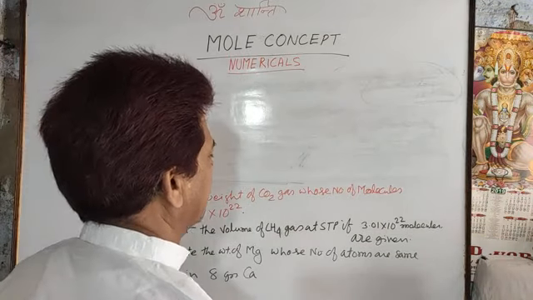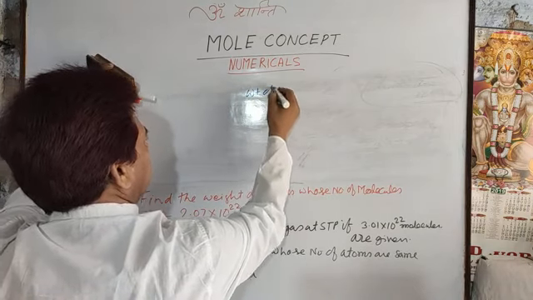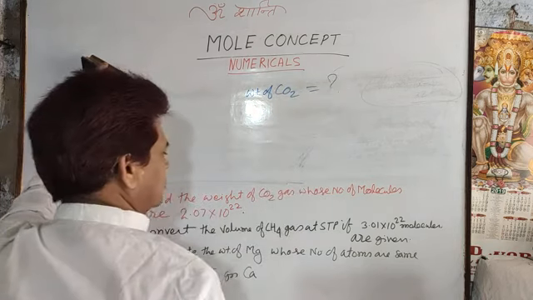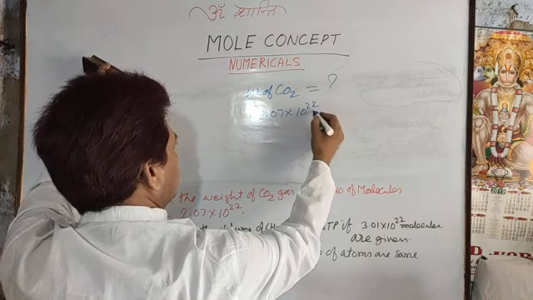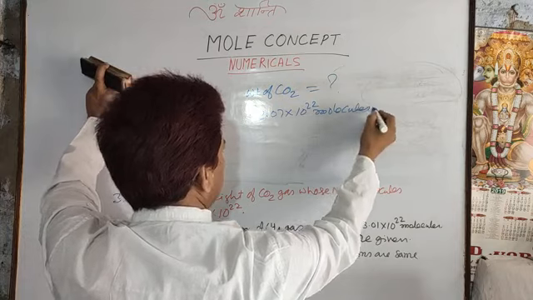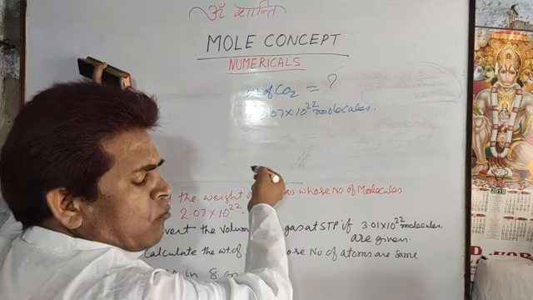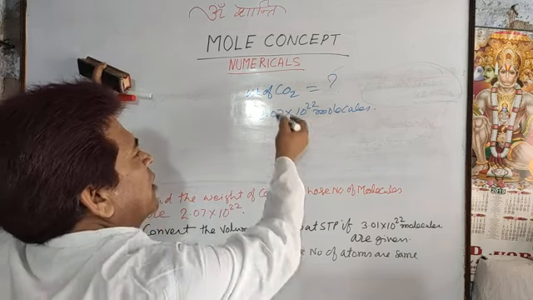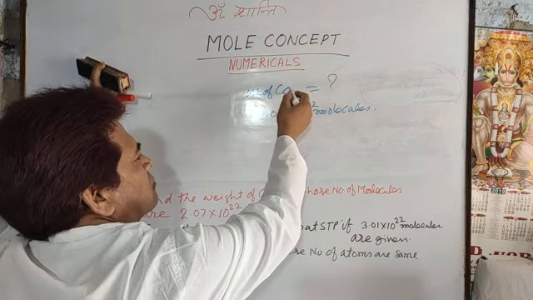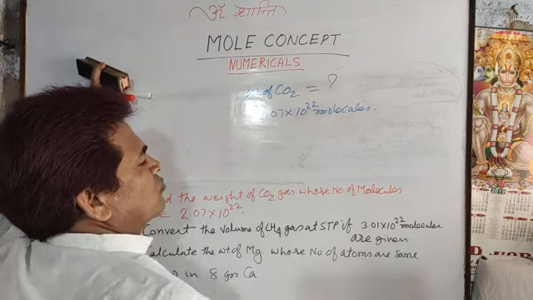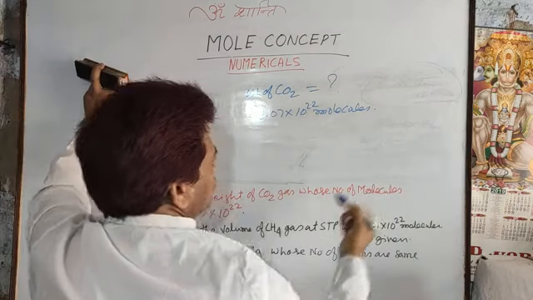Find the weight of carbon dioxide gas. So, here the question mark is the weight of carbon dioxide. What's the data given? 2.07 × 10^22 molecules is the given data. So, here the relation between weight and molecules. In the starting we have written the molecular mass of any compound, here carbon dioxide gas. So, the molecular mass of carbon dioxide is 16 × 2 = 32 plus 12, that is 44 gram. Molecular mass of any compound in gram is equal to 6.022 × 10^23 molecules.